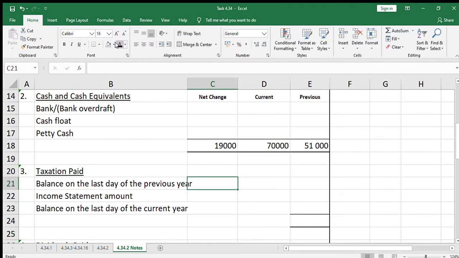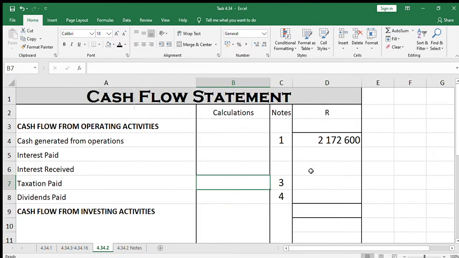Okay, the balance on the last day of the previous year, which is the SARS balance of last year, 163,700. Remember, always in brackets. The income statement amount is the income tax amount, 369,000 given to us in number 1. And the balance in the last day of the current year is 49,000. Remember, this was the debit balance, which means SARS was overpaid, and it will also go in brackets. So the final tax paid answer will be 581,700, which we can transfer to the cash flow statement.